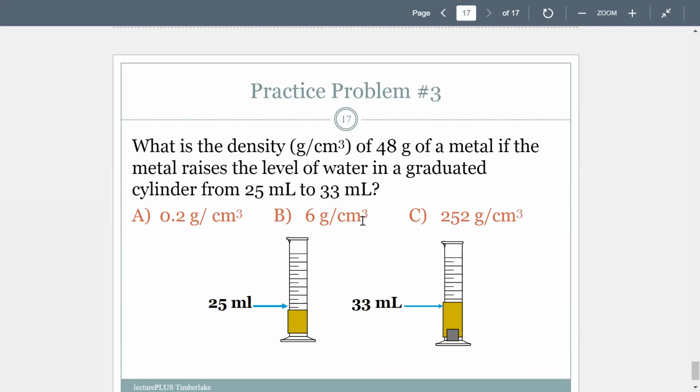All right, and the last practice problem here is another density problem. So you're going to practice actually calculating density. Now, this one's slightly different. So follow along with me and then ask a question if you have one. What is the density in grams per centimeter cubed of a 48 gram selection of metal if the metal raises the level of the water in a graduated cylinder from 25 milliliters to 33 milliliters? So before we try this, I want you to think really quickly.